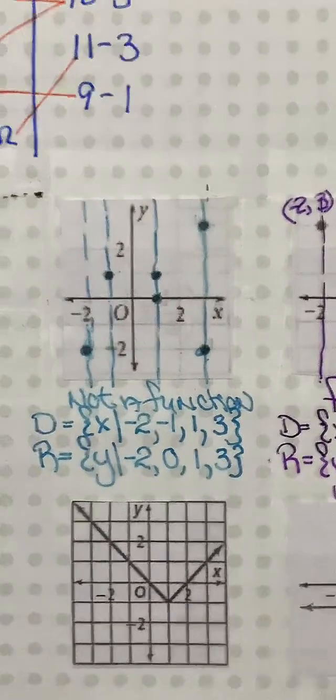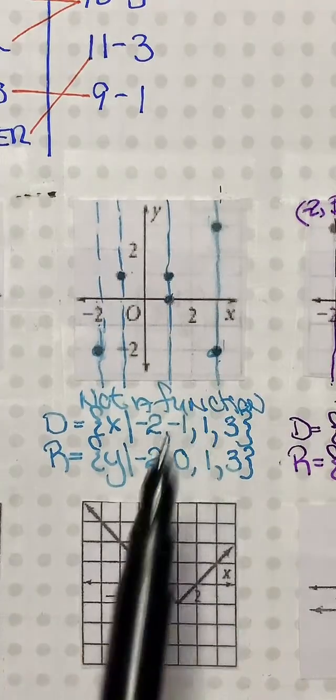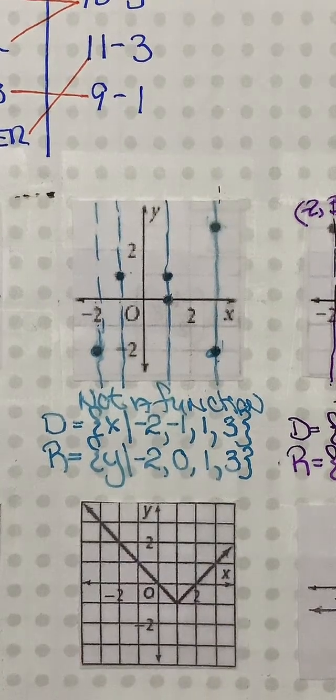Whereas up here, these were dots. That would be discrete.